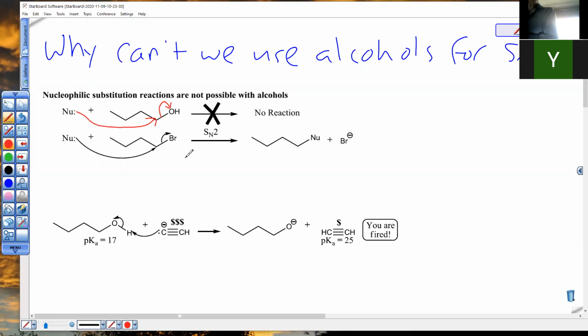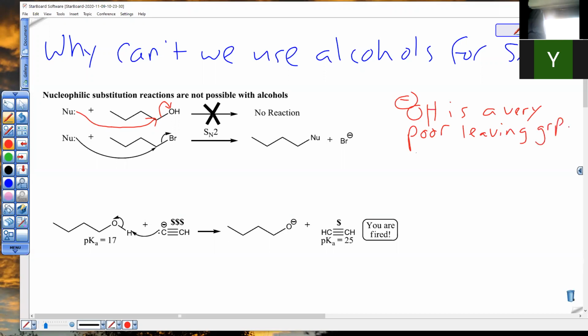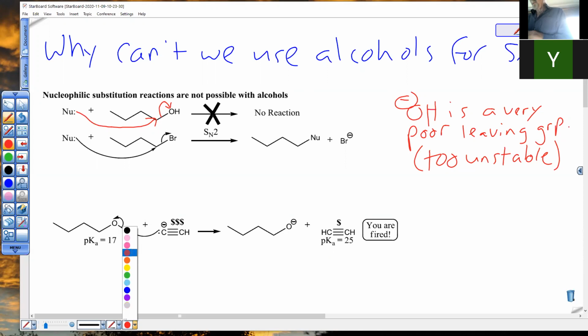And the reason is you would make this a very poor leaving group. It's too unstable. There's no reason to generate it. We have a reaction that doesn't happen. That's why there's a big X through it. So you get rid of this. This is just a waste of time to even think about it.